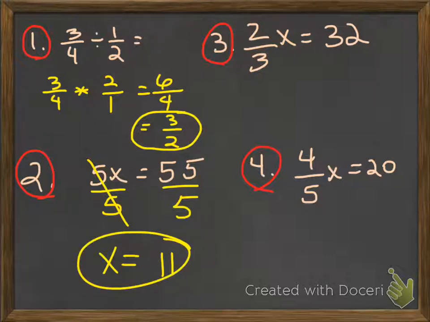Number 3 combines both of these. It combines the division with fractions and the solving for x when we have to divide. We have a fraction right here. This 2/3 is a fraction. And so we're going to have to divide by the 2/3 on both sides.